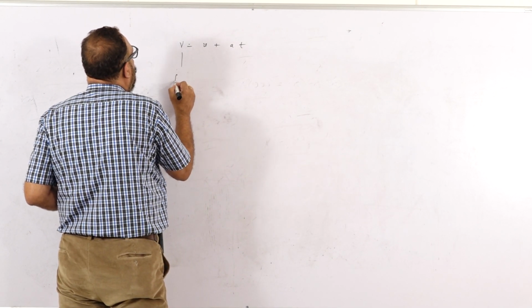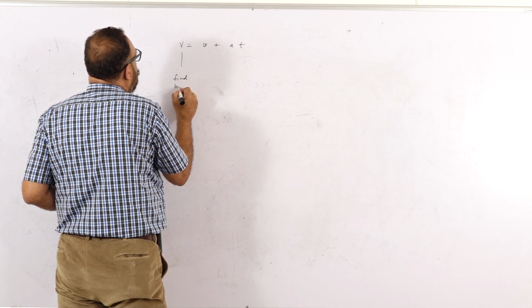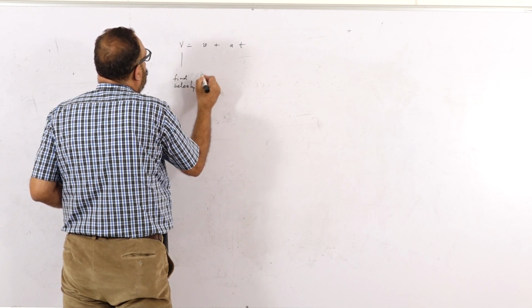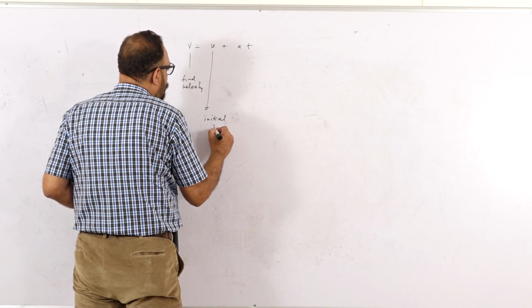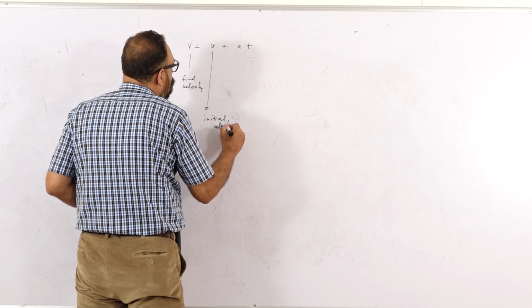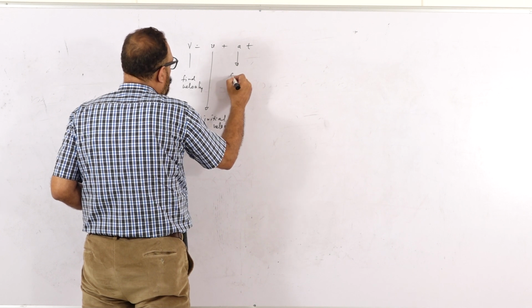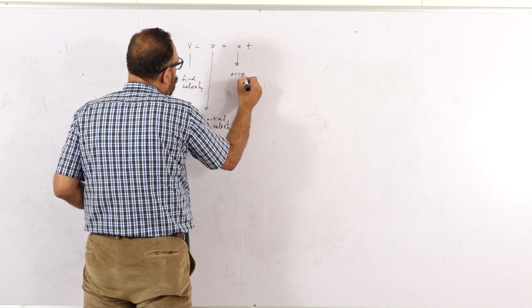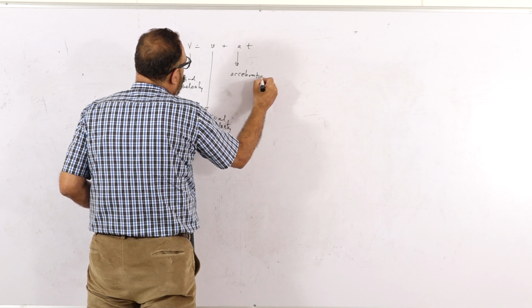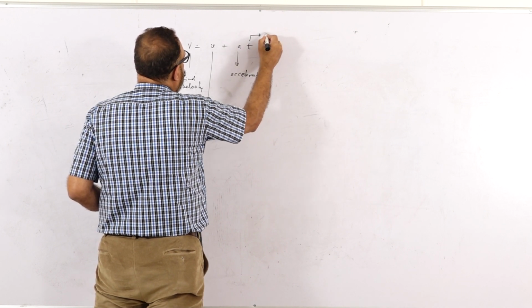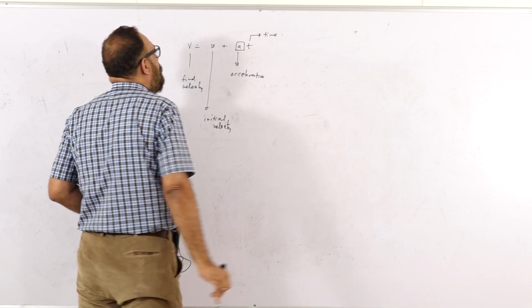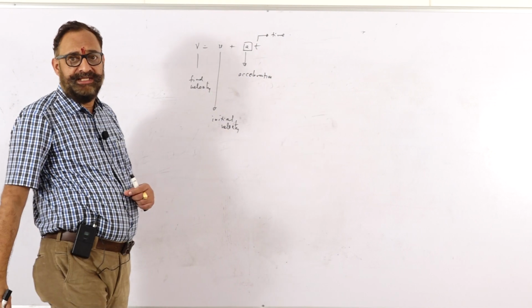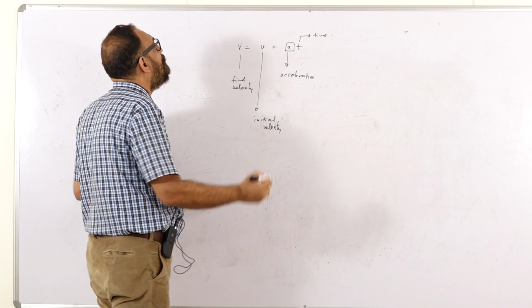V is called the final velocity. This is called the initial velocity, and this is called the acceleration, and this is the time. Remember that this acceleration A is a constant in this equation.